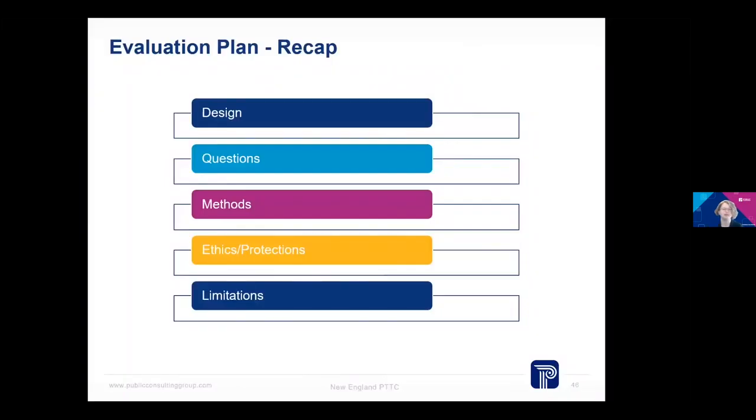So pulling it all together. Now you need to make the plan. We talked about the design and how to think about choosing an evaluation type. We talked about how to write evaluation questions depending on the purpose. We talked about different types of data collection. And then we reviewed the guiding principles for ethical evaluation. And then finally, we talked about some common limitations.